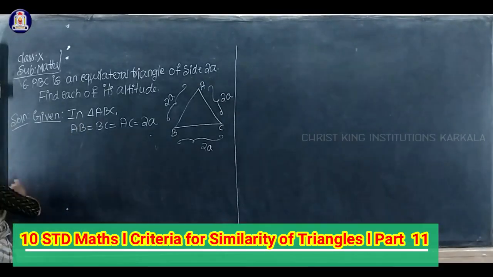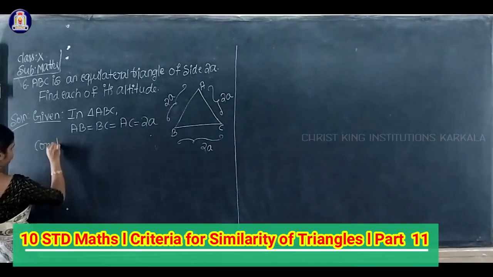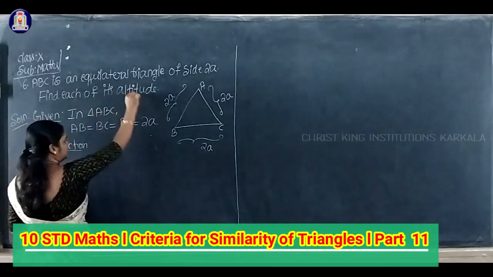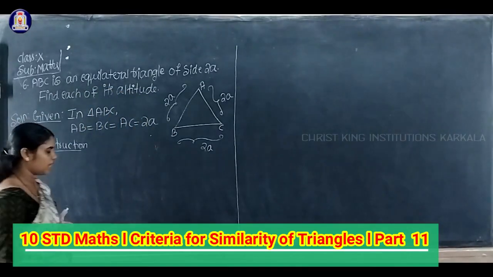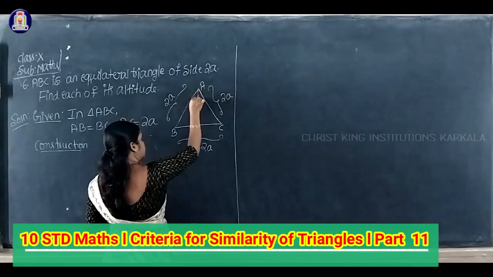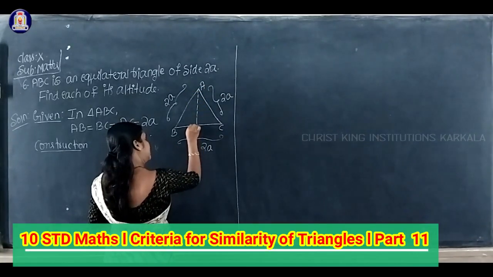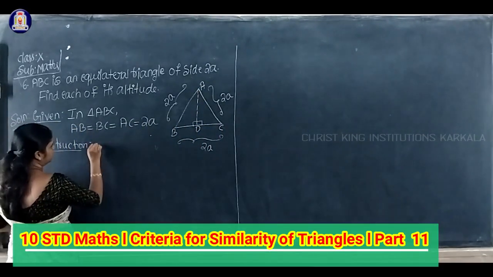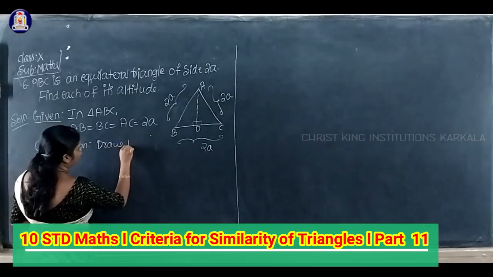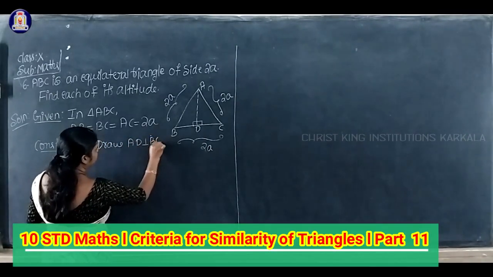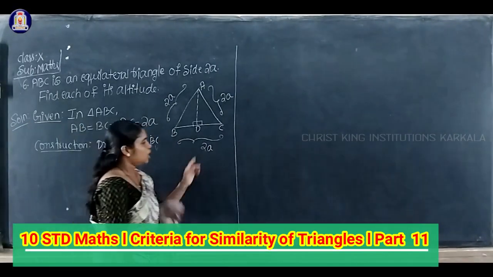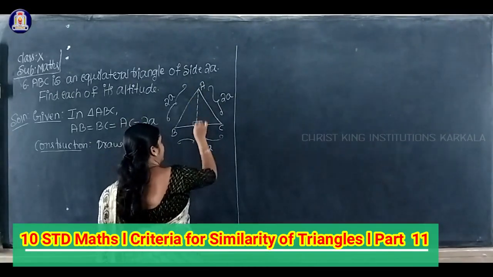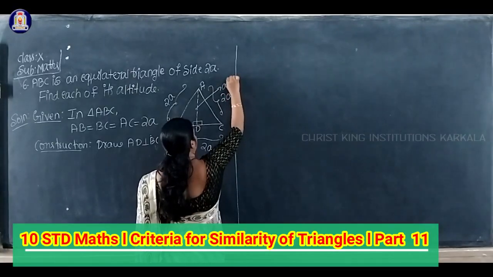Yes, so next I'll make one construction. Actually, what we are going to find is the length of the altitude, isn't it? So here I'll do one construction. I will draw AD perpendicular to BC. Understood now? Draw AD perpendicular to BC. Now, this AD is nothing but your altitude.